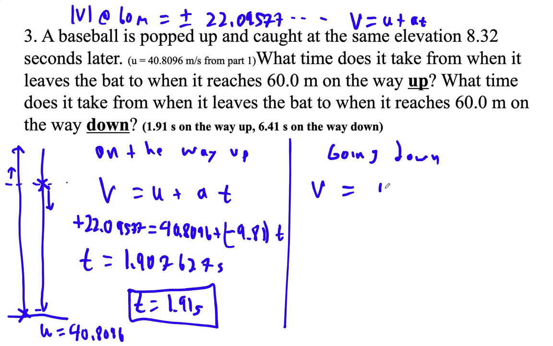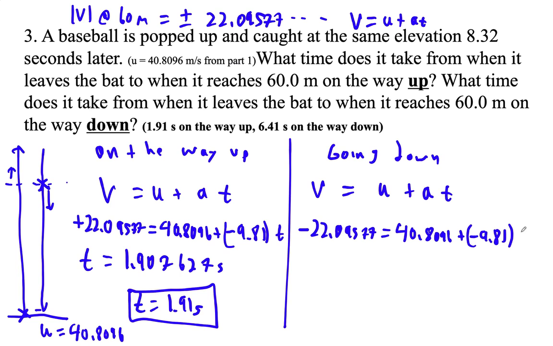So V is U plus AT. The velocity is now negative 22.09577, and that equals the initial velocity, 40.8096, plus negative 9.81 times t. So now I'm going to grab the 40.8096 and divide by negative 9.81.